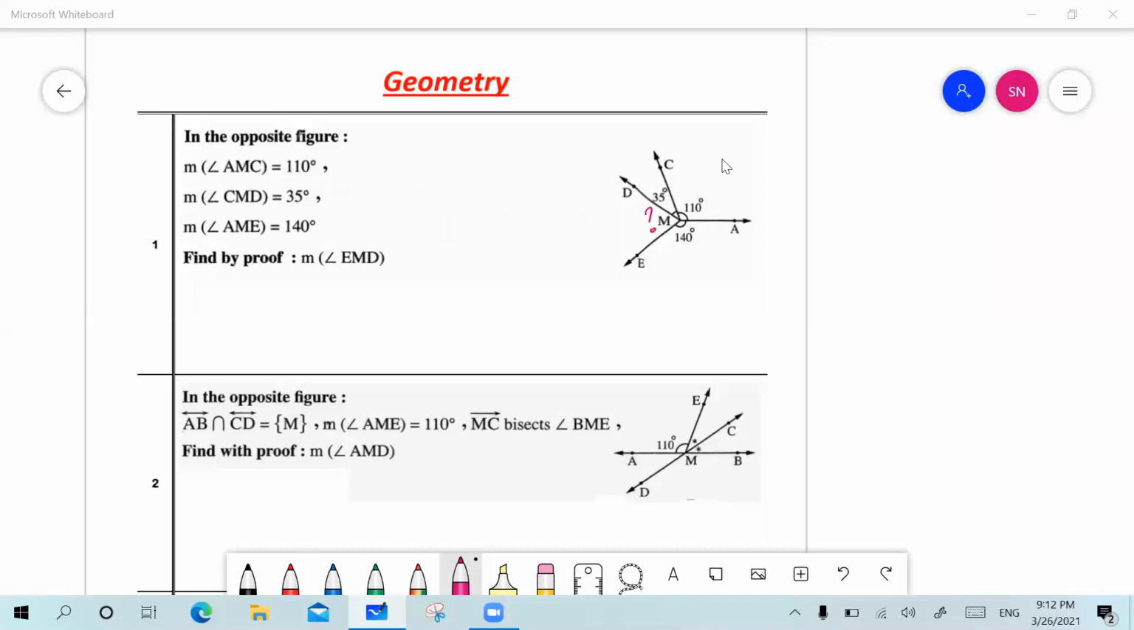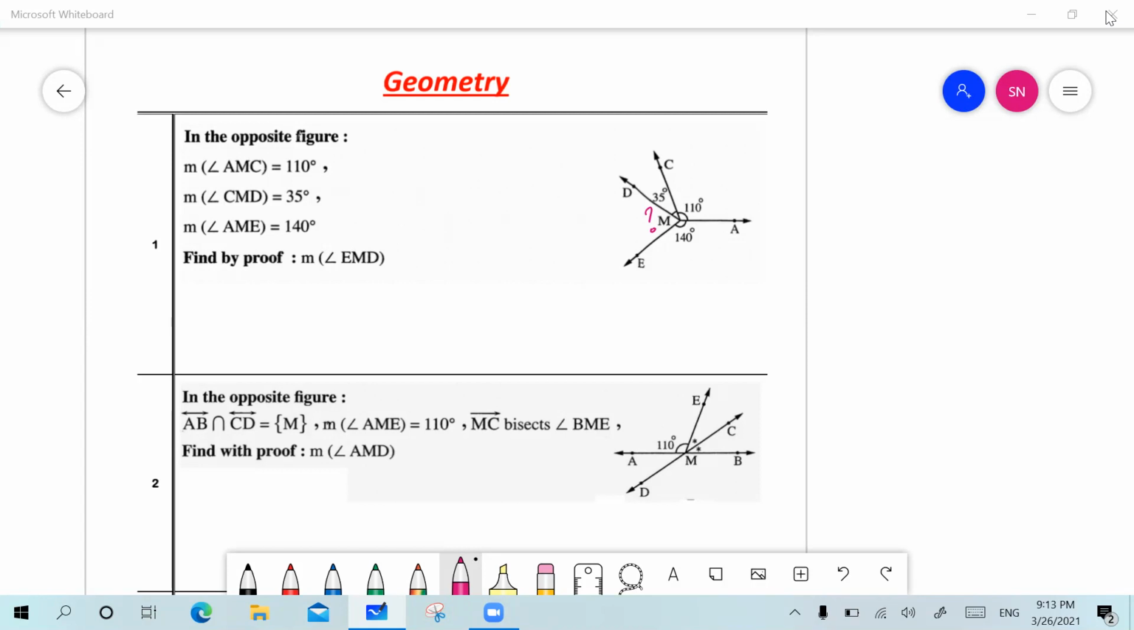Yes. I need now to find measure of angle EMD. How can I find it? We're going to do 360 minus 35 plus 110 plus 140. Okay. طب احنا عملنا كده ليه؟ Because any accumulated angle equal to 360. Exactly. So my answer is going to be equal to?